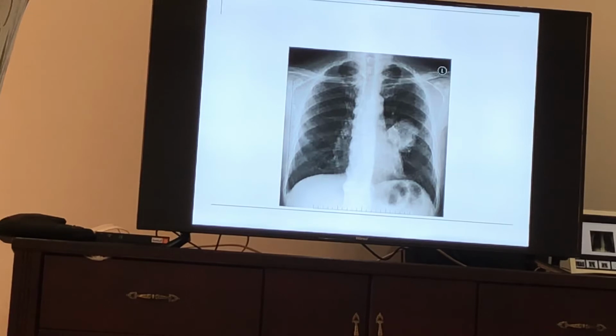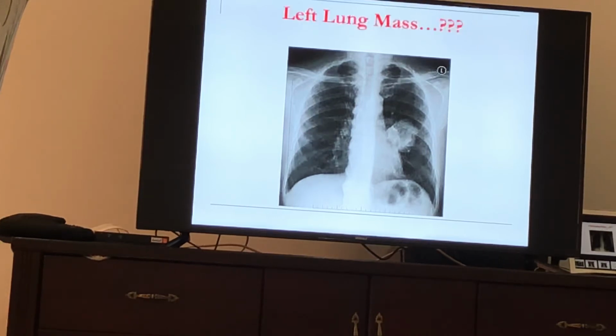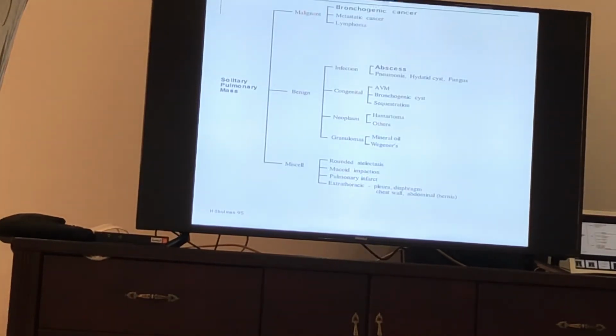The first thing that comes to your mind is bronchogenic carcinoma, and of course other pathologies. This looks like a tumor, so it's a left lung mass. Malignant is top of the list, bronchogenic carcinoma top of the list.